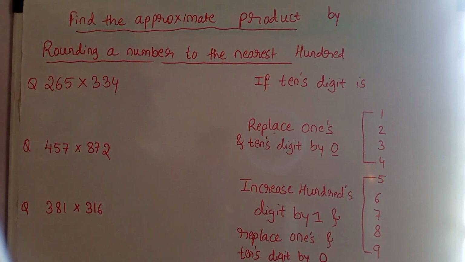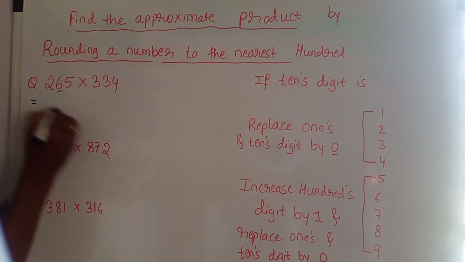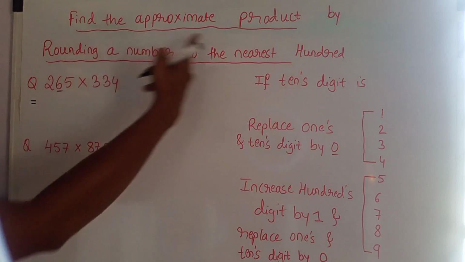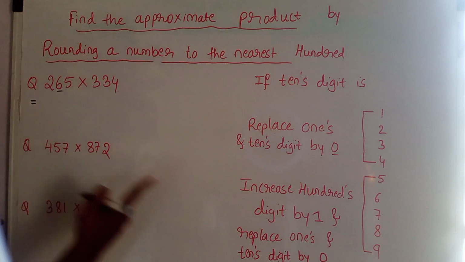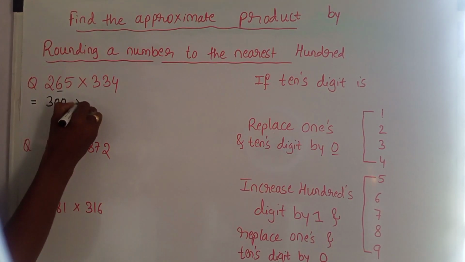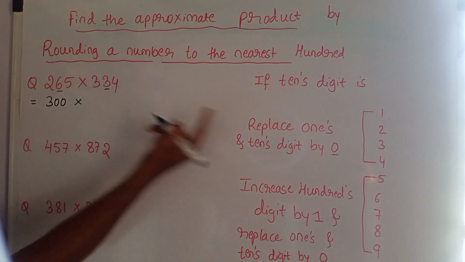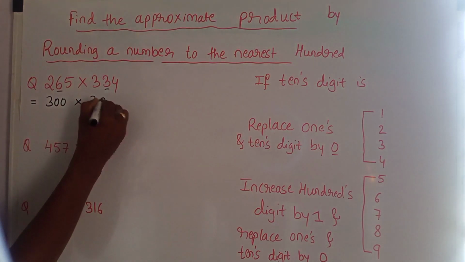Find the appropriate product by rounding a number to the nearest 100. Check the tens digit here, 6 here. As the 6 is greater than 5, we have to increase hundreds digit by 1 and replace ones and tens digit by 0. Here, check the tens digit. As it is less than 5, replace ones and tens digit by zeros and keep the hundreds digit as it is.